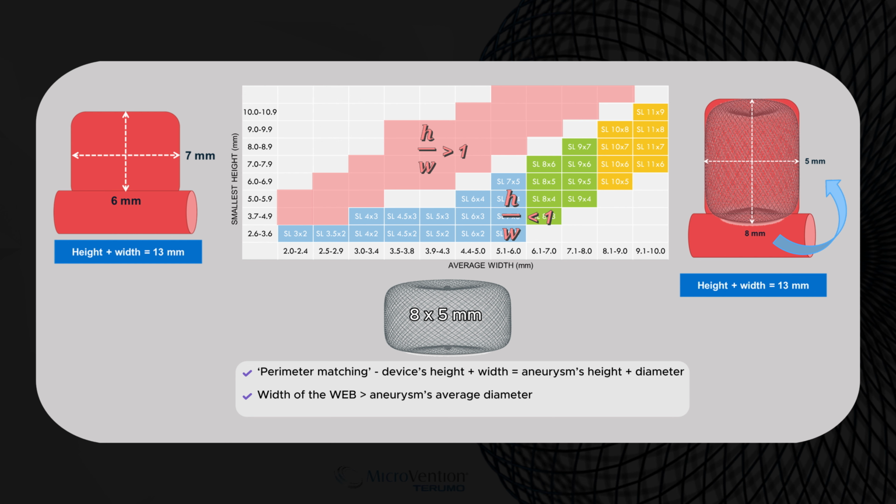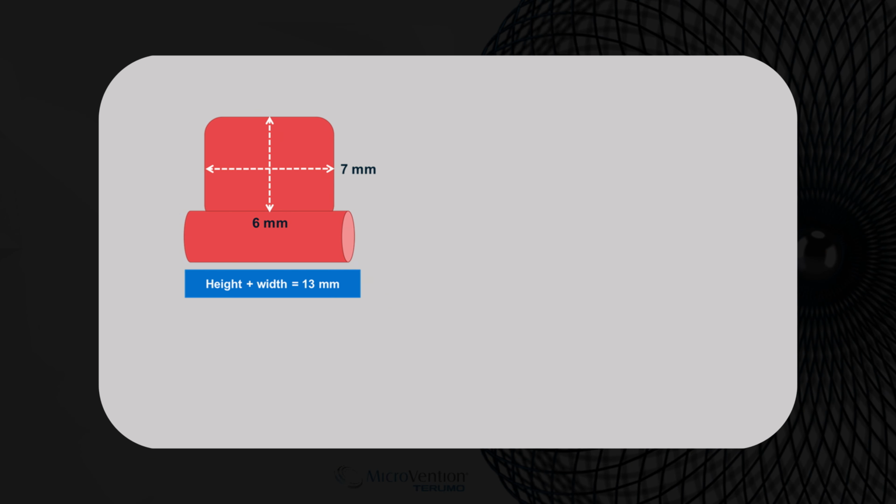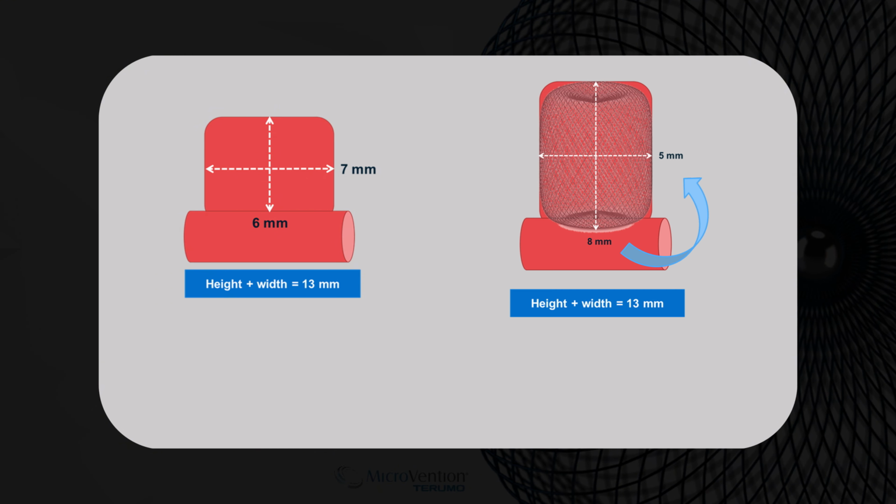As for the second criterion, the device's width must exceed the diameter of the target aneurysm to create the necessary lateral compression for secure deployment. Consider two aneurysms, one measuring 7 by 6 and another measuring 5 by 8 mm. Both have a combined height and width of 13 mm. In this case, an 8 by 5 WEB device can be used to treat either aneurysm, as it also has a sum of height and width of 13 mm, and its width is greater than either of them.